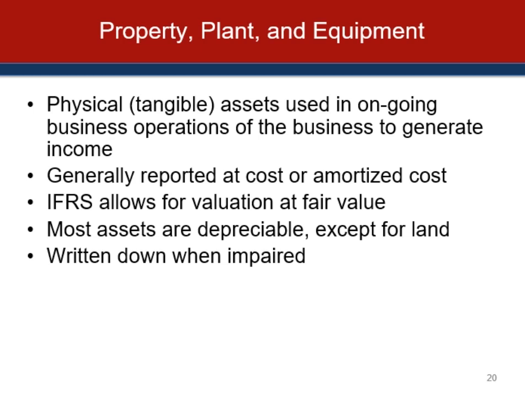Property, plant, and equipment are tangible capital assets, so properties of a durable nature that are used in the ongoing business operations to generate income. Examples would include land, buildings, machinery, furniture, tools, other wasting resources. Except for land, tangible assets are charged to income through depreciation. Land, of course, is not depreciated. So depreciation would be charged on things like buildings and equipment.